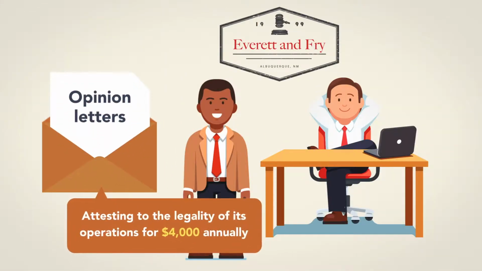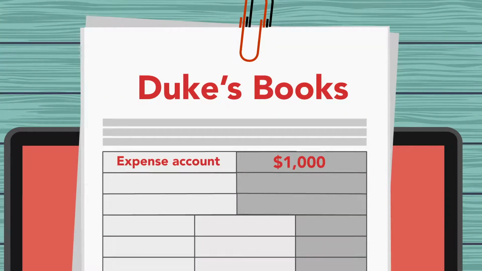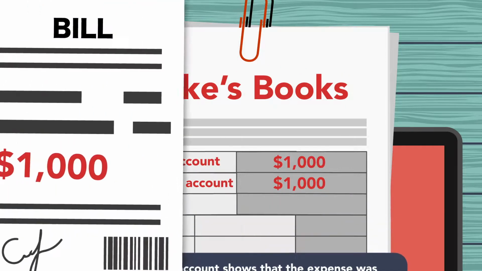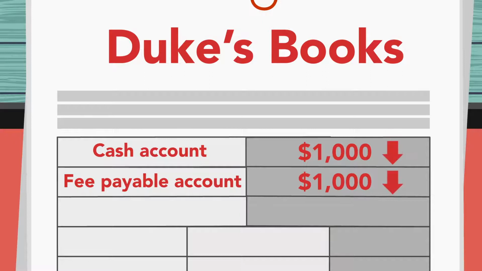Assume Duke hires the law firm of Everett & Fry, which provides certain opinion letters attesting to the legality of its operations, for $4,000 annually. The law firm bills Duke at the end of each quarter for $1,000. Duke records the expense of $1,000 and also records $1,000 as a payable amount. The expense account shows that the expense was incurred during the current quarter, and the fee payable account shows that it was owed for payment later on. When Duke pays the bill, both its cash account and payable account will be reduced. This is an example of an accrued expense.